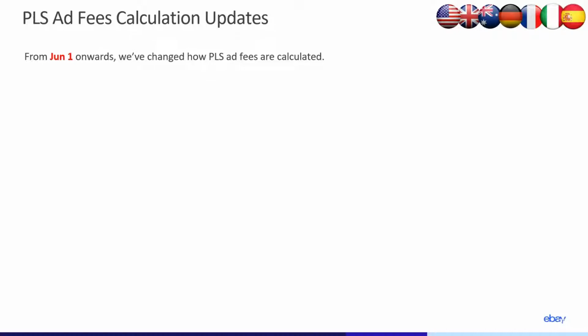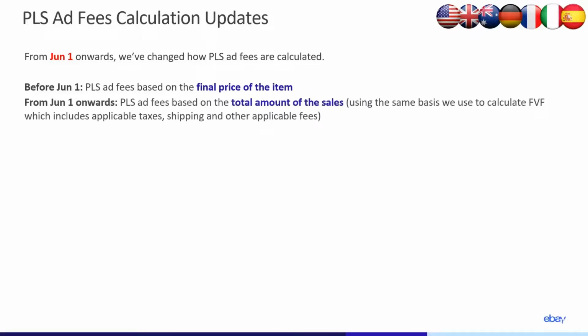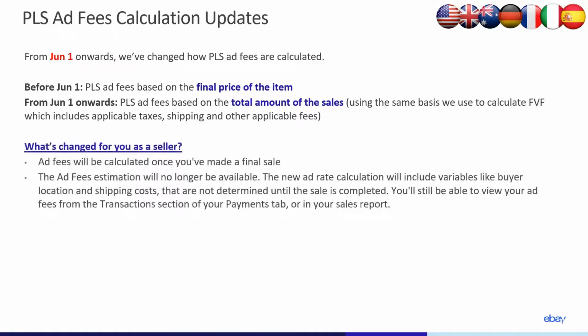Previously, the PLS ads fee was calculated based on the final price of the item. Starting June 1st, instead of calculating based on the final price, we will base it on the total amount of the sale, which includes taxes, shipping, and other applicable fees, like how we calculate the final value fee. As the new ad rate calculation includes variables like buyer location and shipping costs, we will not be able to provide you the ad fee estimation anymore. The ad fee will be determined once the sale is completed. You can find this ad fee detail under the transaction section of your payment tab or in your sales report.